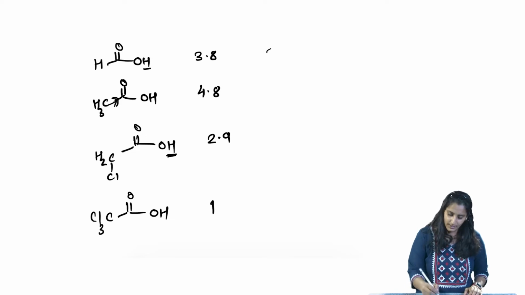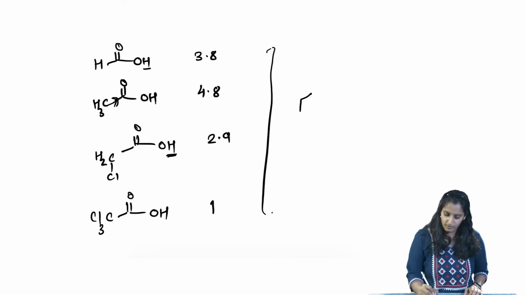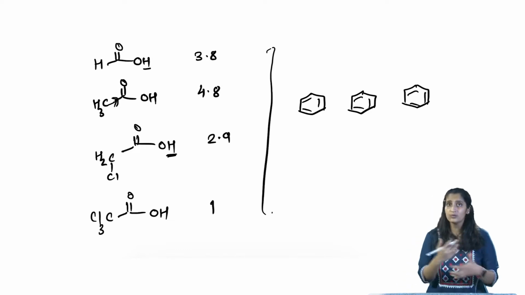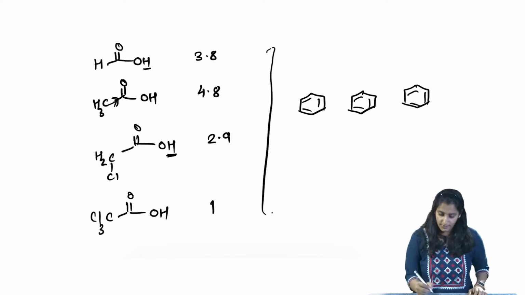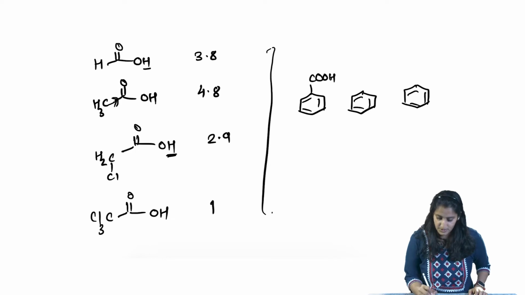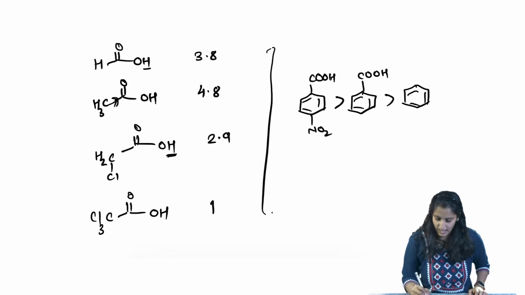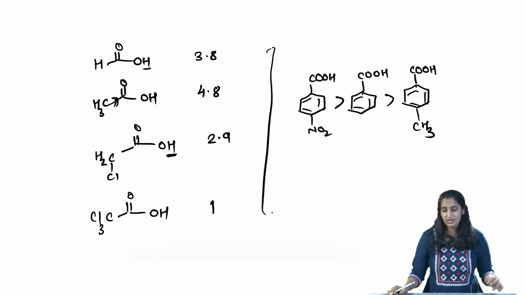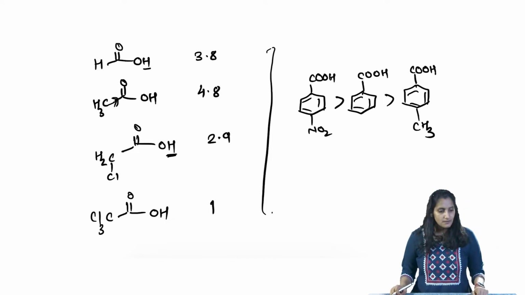A very similar trend is also found for benzoic acids. Depending on the other functional groups on that benzene ring, whether they are electron donating or inductively electron withdrawing, you will see a trend. For example, you have benzoic acid. Para-nitrobenzoic acid is more acidic than regular benzoic acid, and that is more acidic than para-toluic acid. So, depending on the stability of the conjugate base, the acidity is going to change.